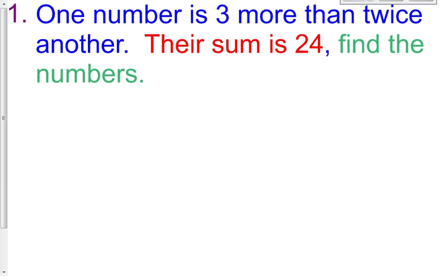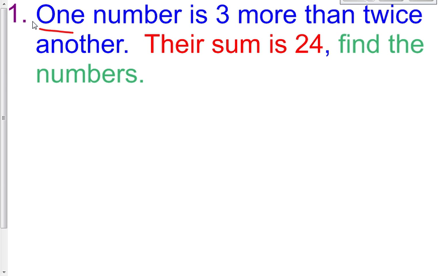One number is 3 more than twice another, and their sum is 24. Find the numbers. One very good skill in this lesson is to be able to look at a sentence in English and translate it into a sentence in math. So what you see here on the board are 2 English sentences. We want to translate those English sentences into mathematical sentences. You guys learned how to do this back in 6th, 7th grade, but let's practice it again.